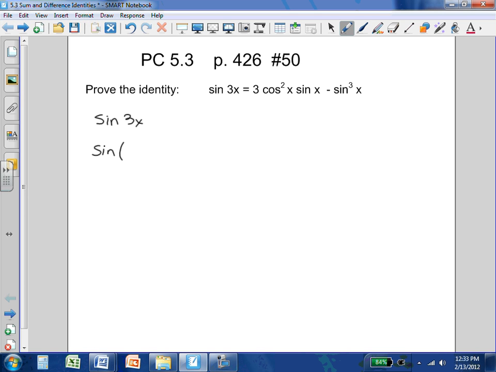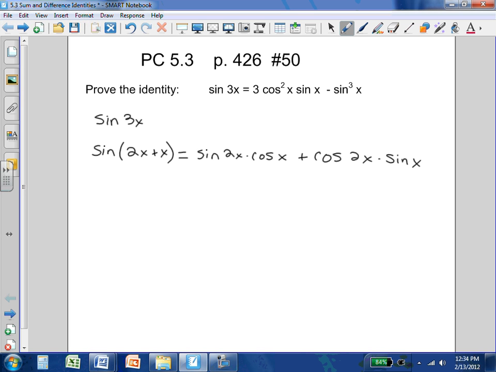Easiest thing for that would be 2x plus x. So using my sum identity there, I know that that is going to be the sine of 2x times the cosine of x plus the cosine of 2x times the sine of x.